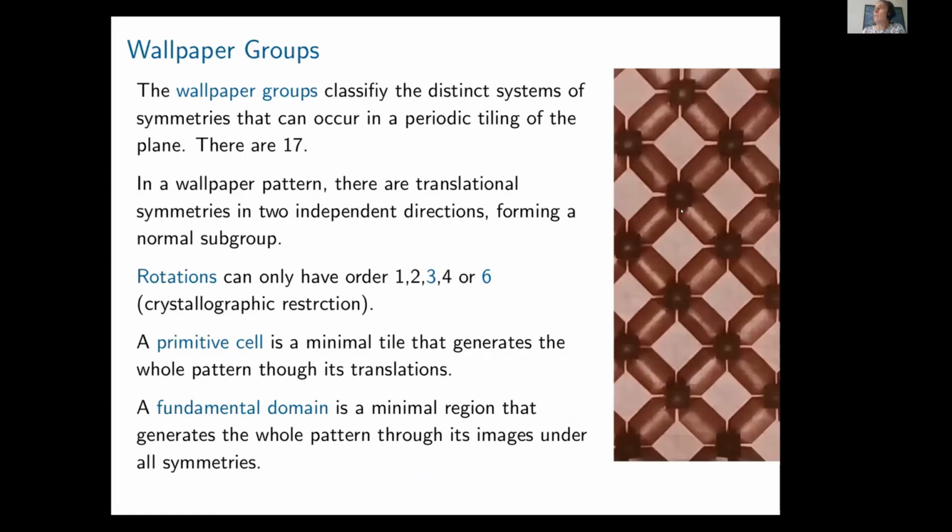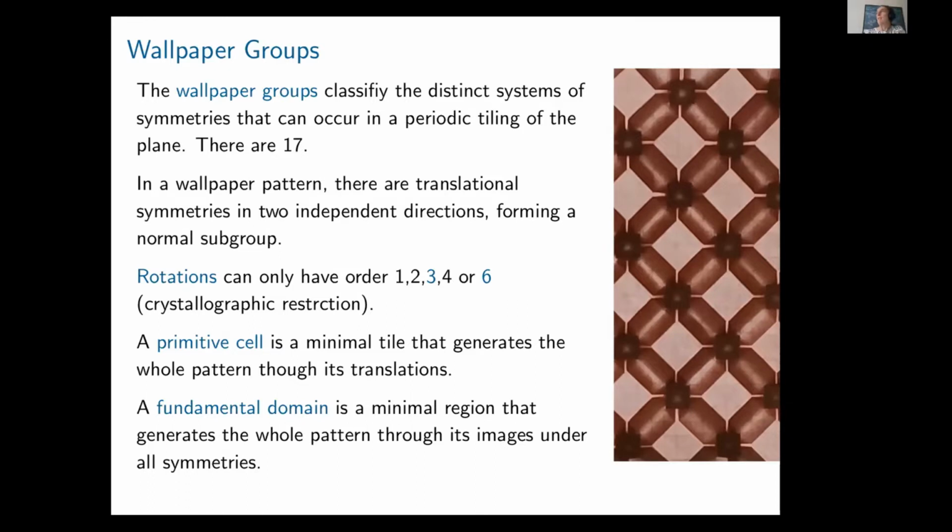Okay, so just to say a few words first about the mathematical concept of the wallpaper groups. Wallpaper groups classify the distinct systems of symmetries that can occur in a periodic tiling of 2-dimensional space. So basically think of a tiling of a floor or a wall. There are 17 different wallpaper groups, so there are 17 structurally different patterns that can occur. All of them have the property that there's a basic tile that covers the plane without overlaps and without intersections.